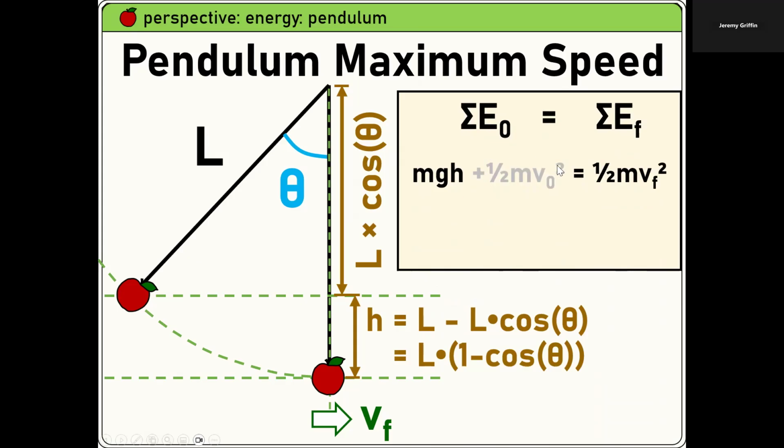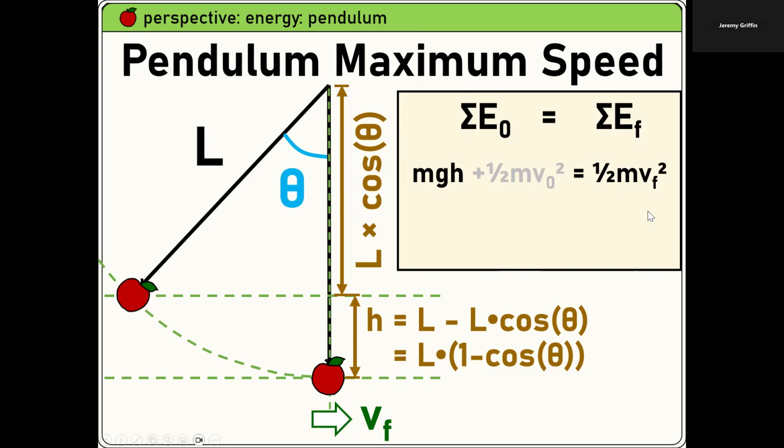Oh, and what is this gray term about? Why did I put this in gray? Yeah, you could give it a push. They probably wouldn't do that, but they could. Probably 90% of the time this will not be in there. But 10% of the time, you may throw that in there. Maybe a little push. Okay, can you guys finish off the algebra to solve for this VF right here?